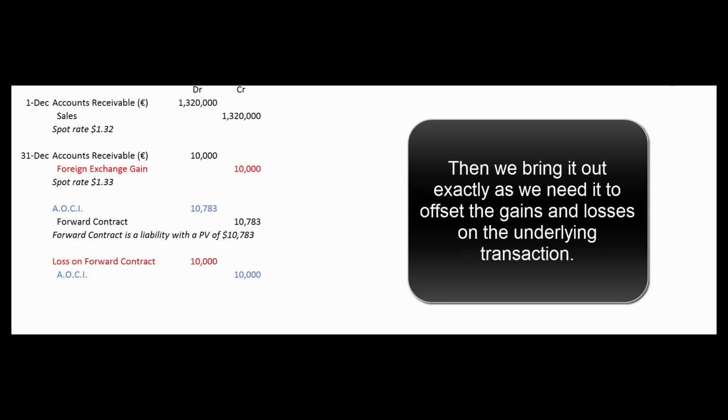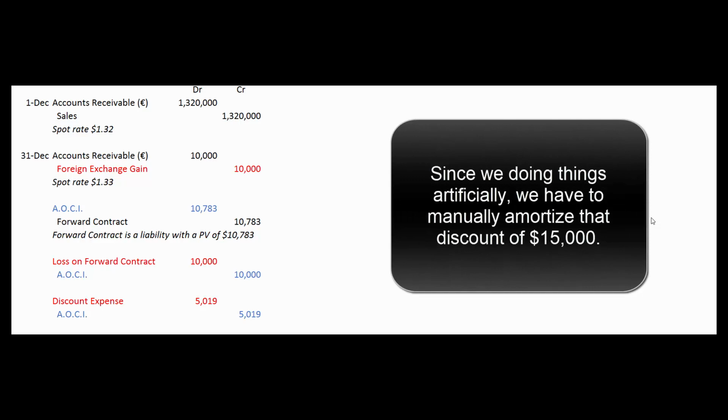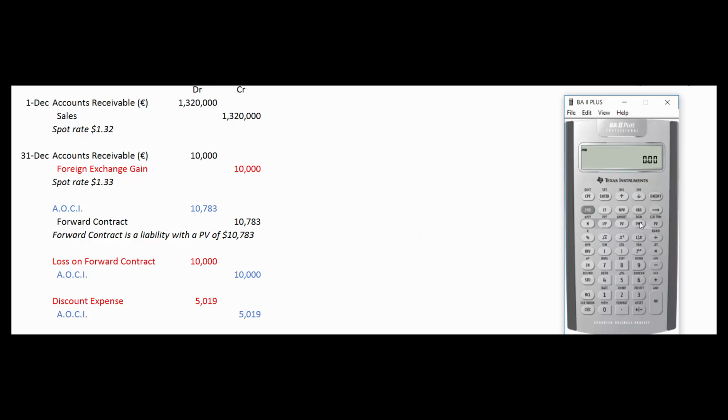How many dollars do we need to bring out of the garage to match this $10,000 gain? $10,000. So we take $10,000 out of accumulated other comprehensive income and book it as the loss on the forward contract. And then since we're doing everything artificially, we're going to have to amortize that $15,000 discount. Remember, instead of getting $1,320,000, we've agreed that we'll get $1,305,000. So we find the effective rate of the transaction. Clear the third row. The transaction is 3 months.